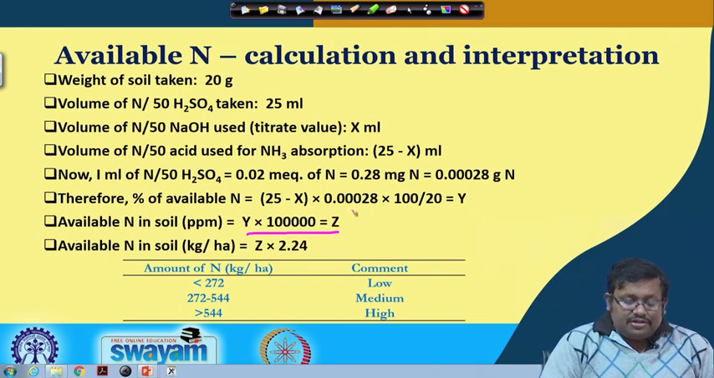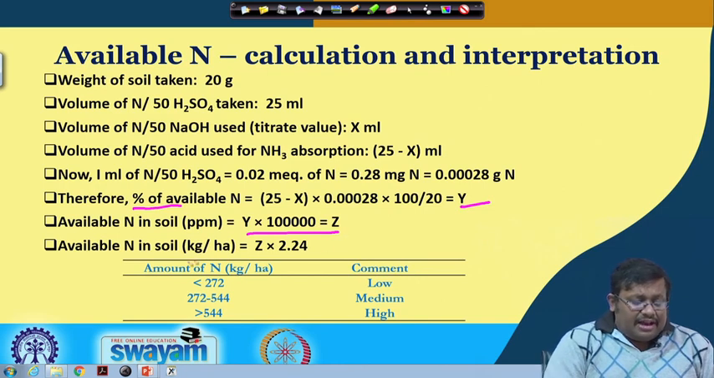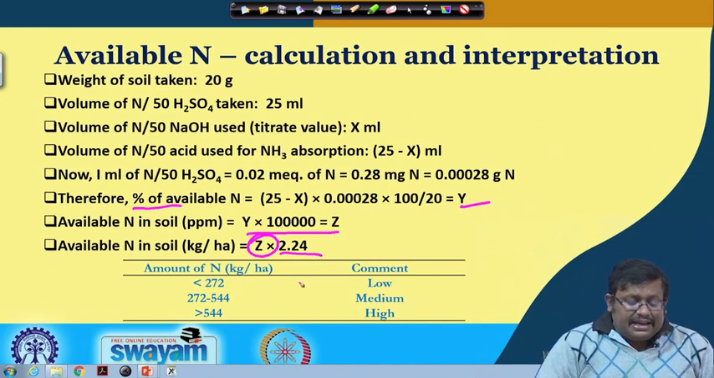You can see, first of all, when we are calculating the percentage, suppose it is y, then from y to ppm we have to multiply it by 10,000 or 100,000 to get Z. And finally, available nitrogen in soil is basically 2.24 multiplied by Z. So this is very important: available nitrogen in kg per hectare we have to multiply by 2.24.